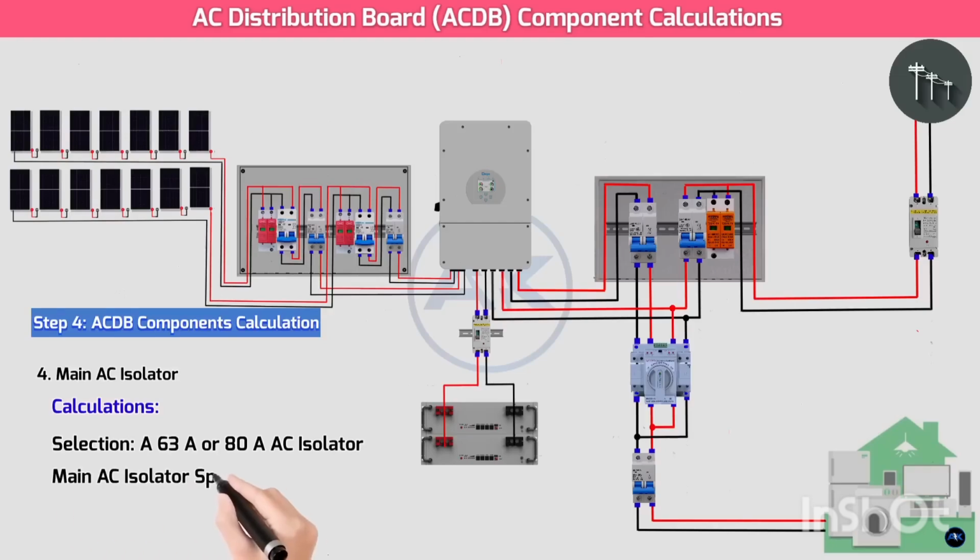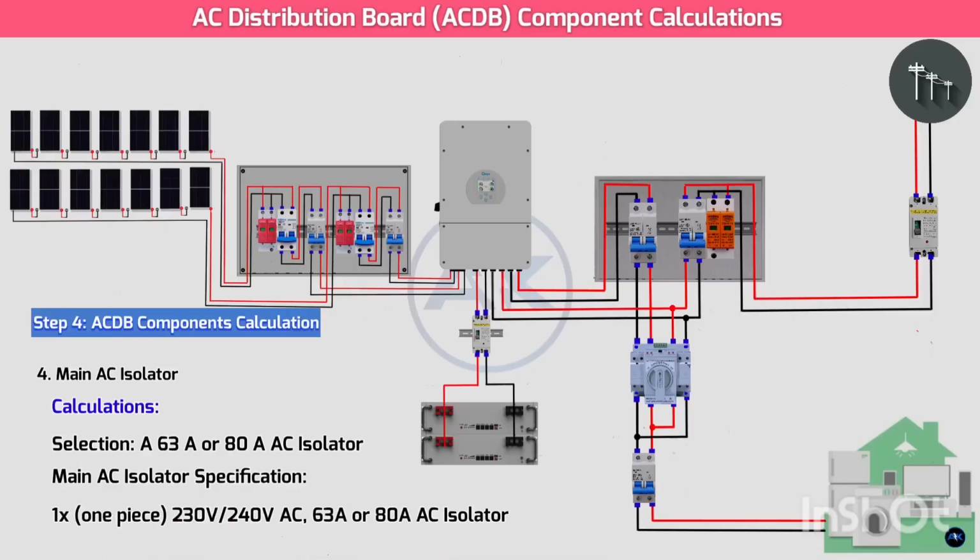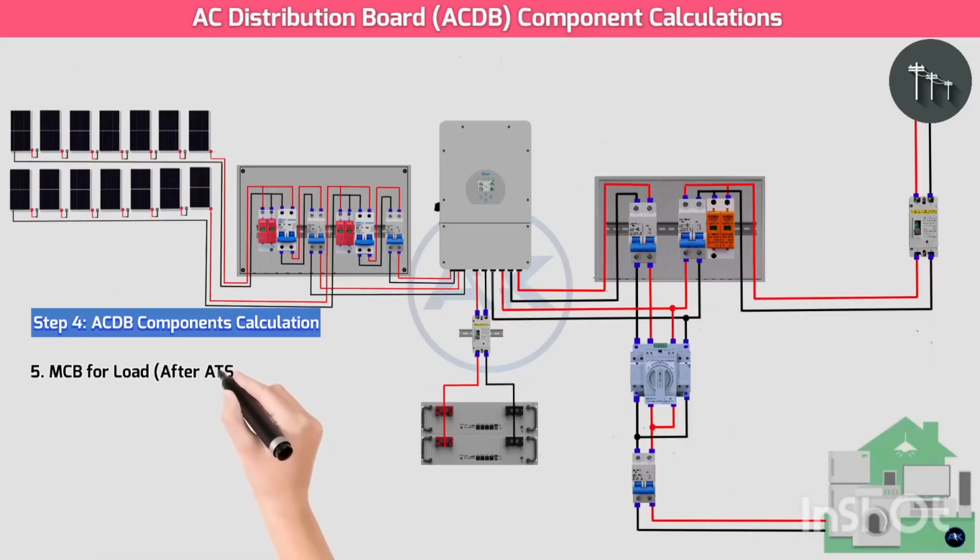Main AC isolator specification: 1 piece, 230 volts/240 volts AC, 63 amps or 80 amps AC isolator, 2-pole for single phase. 5. MCB for load after ATS. The diagram shows the ATS output connecting to the load. This MCB, or the main breaker of the critical load panel, protects the final load circuit wiring and the connected appliances. Its sizing depends on the maximum power the inverter can supply to the loads.